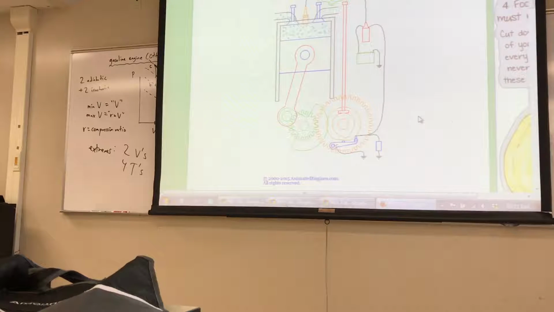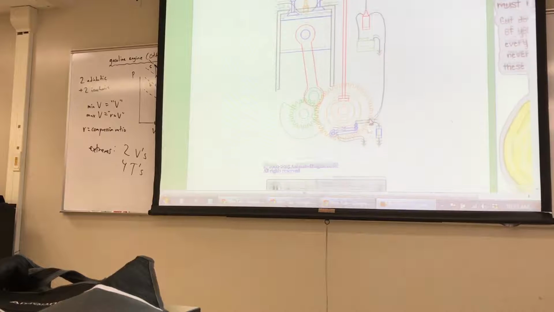So this is actually a great website I found. It's called animatedengines.com. It basically shows you not only what's going on with the gas, but all the mechanical workings, and it has like 10 or 15 different engines that it has animations for. Okay? So this gives you a little bit more of a sense of how this all works.